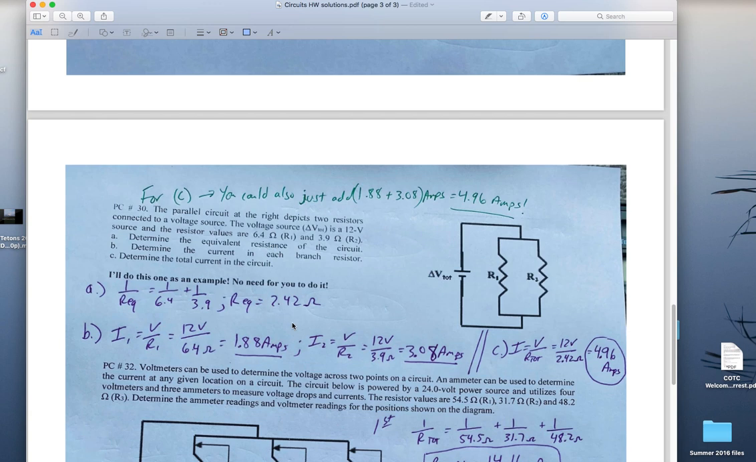For number 30, I did this on my earlier video, so I'm not going to talk about it here. I will show the answers again. These double slashes are just to separate parts B and C.